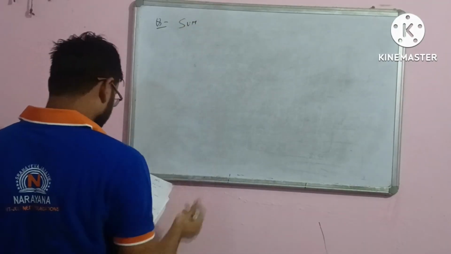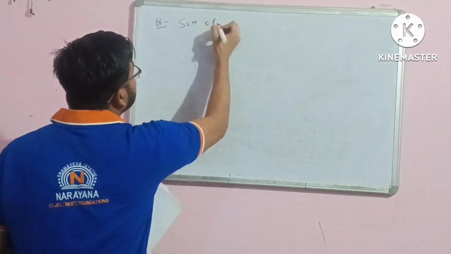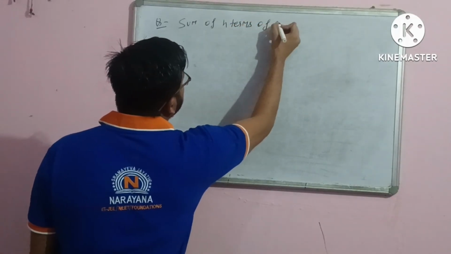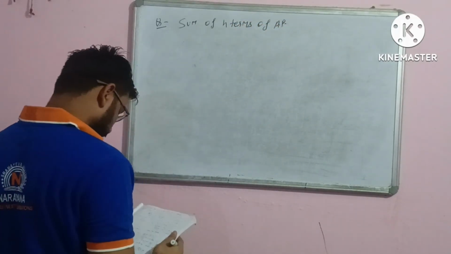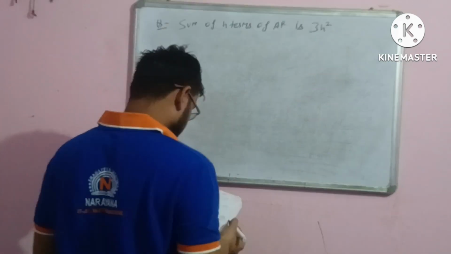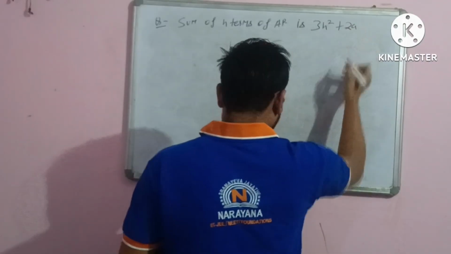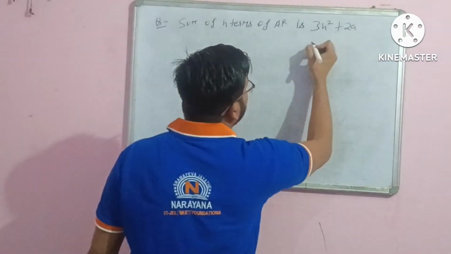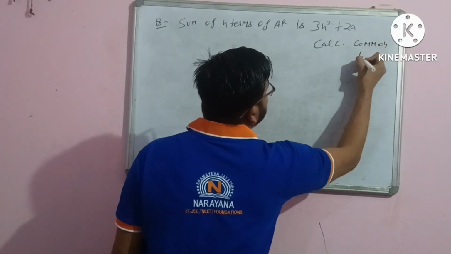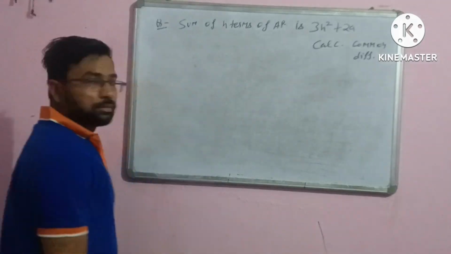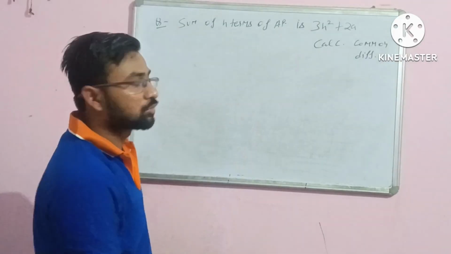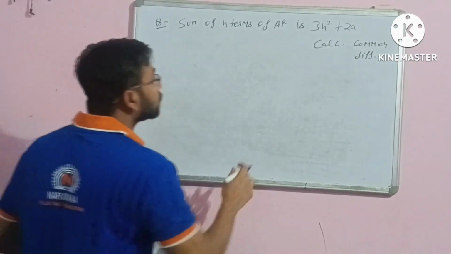Next question: the sum of n terms of an AP is 3n square plus 2n, and here we have to calculate the common difference. So here we have to calculate the common difference, and the sum of n terms of the AP is given as 3n square plus 2n.